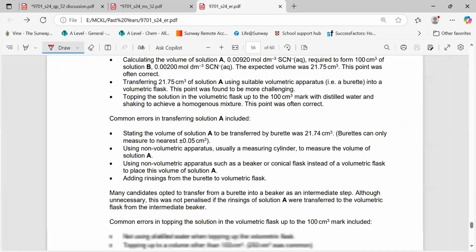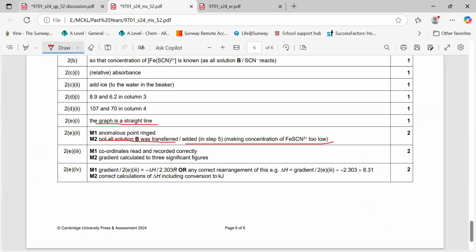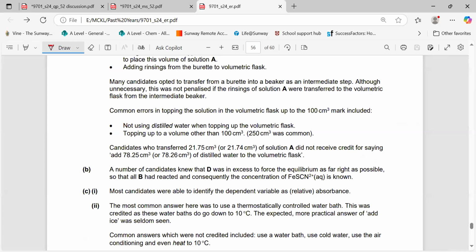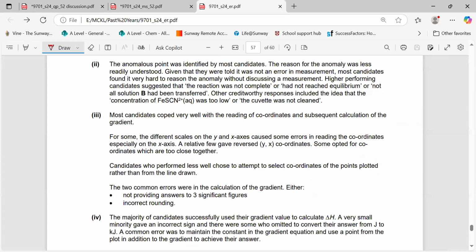Now, I want you to look at the examiner report for this particular section, which I managed to secure credit mark, which is 2E2. The anomalous point was identified by most candidates. The reason for the anomaly was less readily understood. That means a lot of students don't understand why. Given that they were told it was not an error in measurement, most candidates found it very hard to reason the anomaly without discussing a measurement.